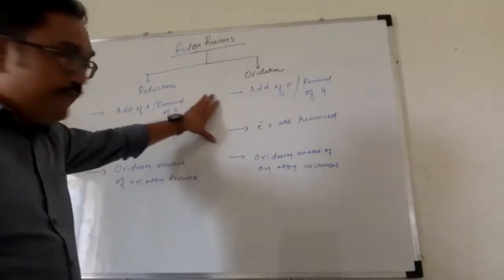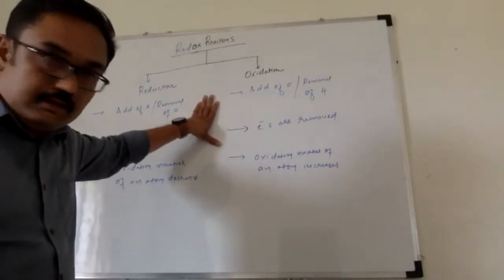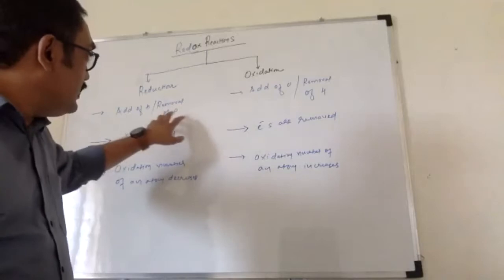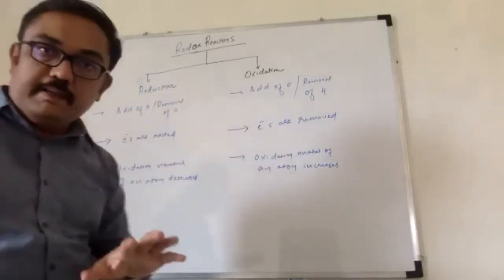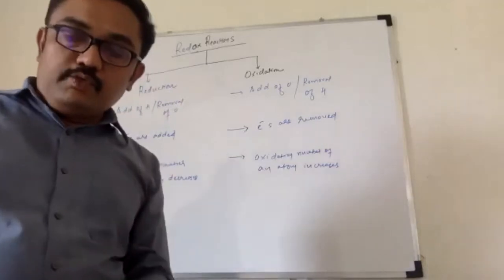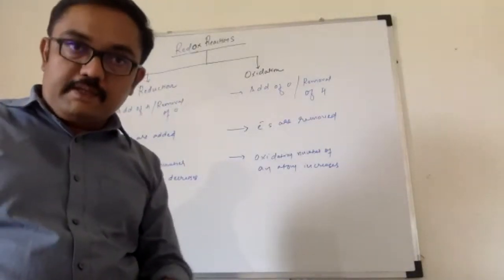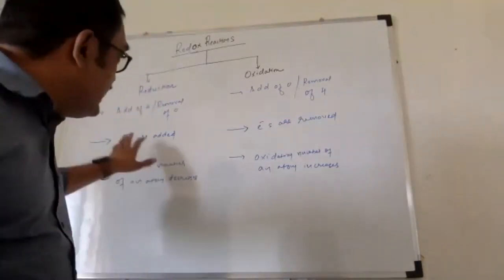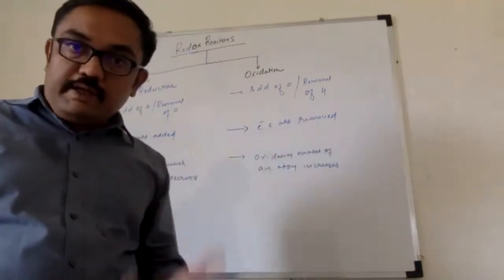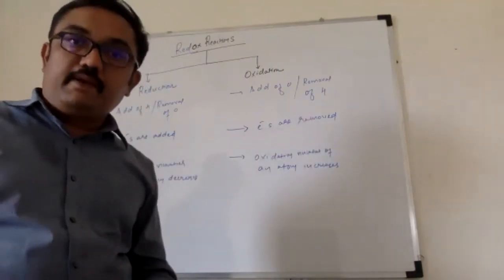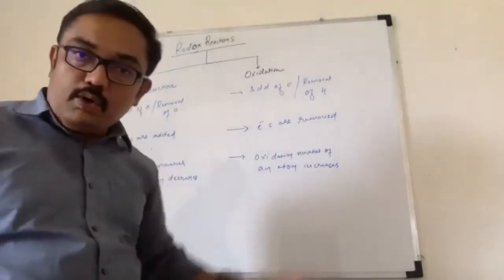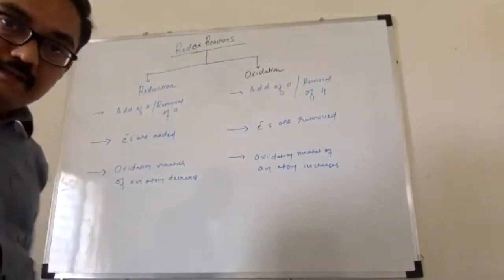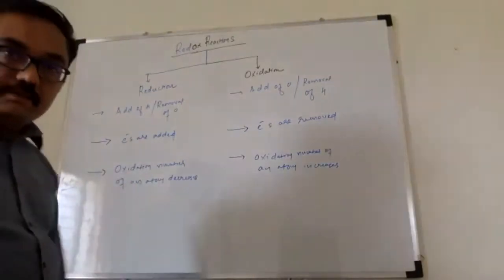The first 2 definitions have a limitation. The first definition you can apply only to those redox reactions which involve transfer of hydrogen and oxygen. The second definition you can apply only to those redox reactions which involve transfer of electrons. And the third definition you can apply to all redox reactions as it is based on oxidation number.